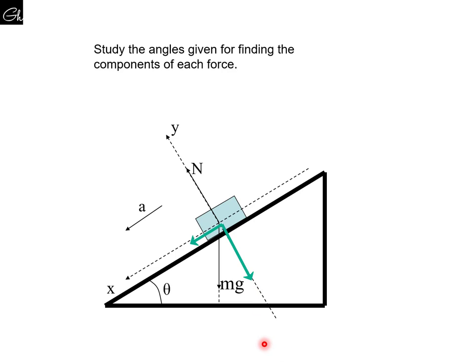To find the component of each force, we must know the angles. As you can see here, angle theta is given, and this one is 90 degrees. The remaining angle will be 90 minus theta. So if this angle is 30 and this angle is 60, the remaining angle here will be 30. So both of these angles will be theta.